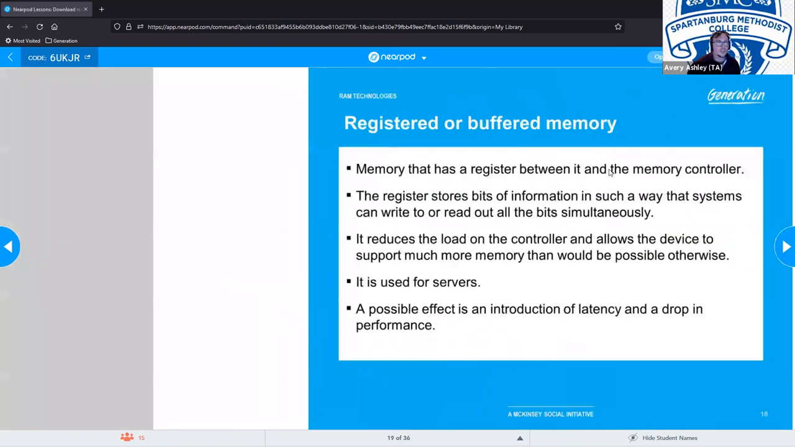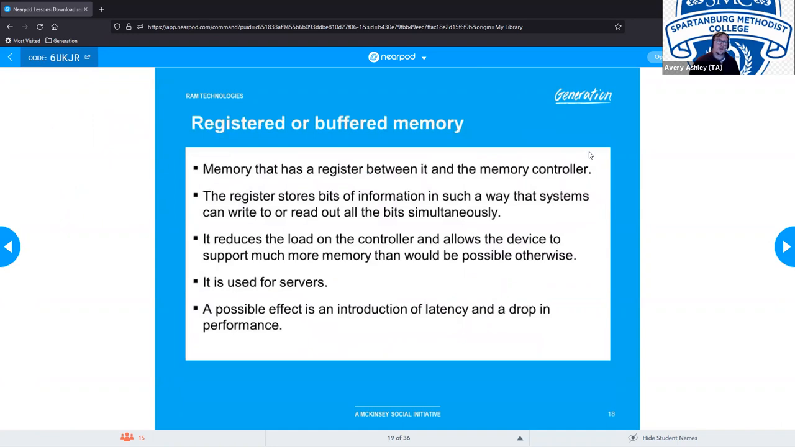All right, let's move on. So registered or buffered memory. Memory that has a register between it and the memory controller is registered memory. The register stores bits of information in such a way that systems can write to it or read out all the bits simultaneously. So it reduces the load on the controller, which is the guy that's grabbing all that information. It's less for him to grab all at once. It reduces that load and allows the device to support much more memory than would otherwise be possible. It's used for servers. A possible effect is an introduction of latency and a drop in performance.